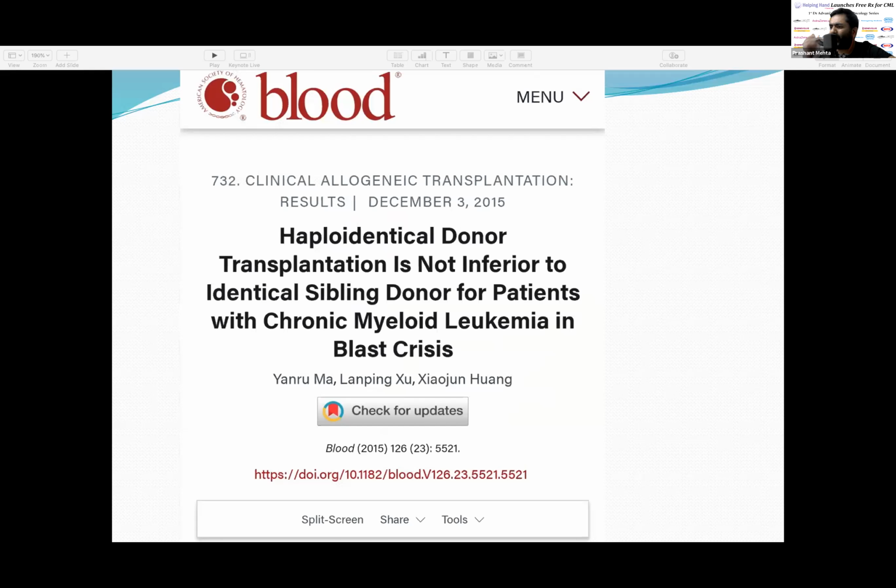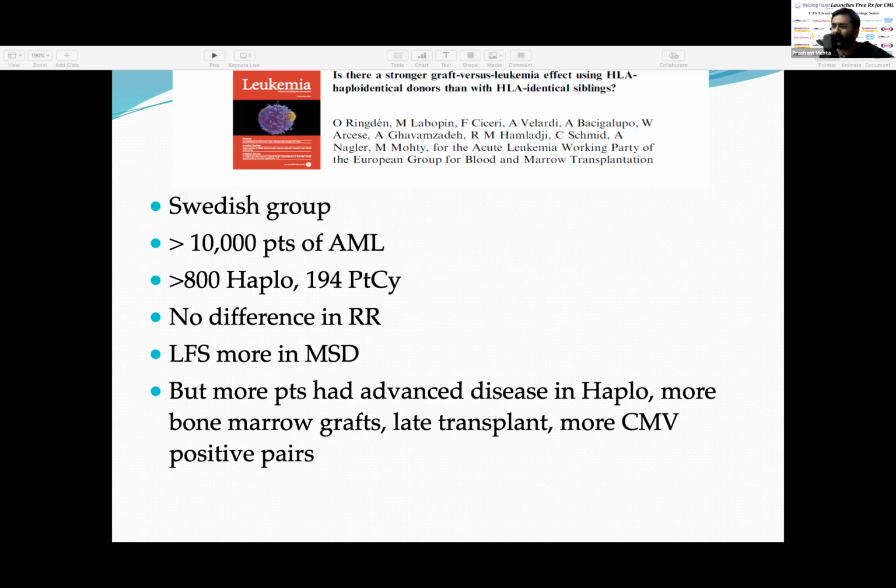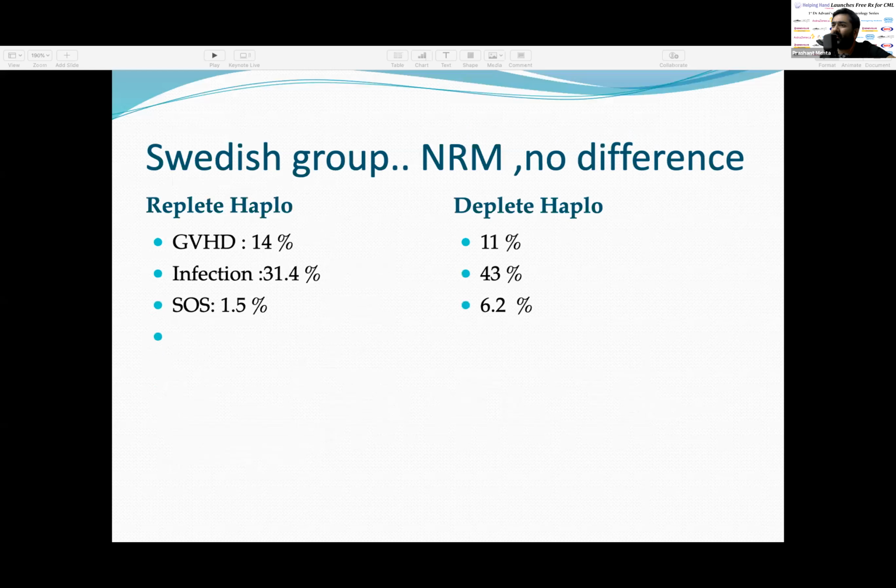Then again, we have some more data from China coming from the GIAC strategies. It is 90 patients. The RFS and OS were not different, and the GVHD rates here were actually more in the GIAC strategy versus the MUD donors. But the GIAC is a different strategy. It's not PTCY per se. This is data from a Swedish group, 10,000 patients with myeloid malignancies, more than 800 haplos. There was no difference in relapse rates, and the leukemia-free survival was although more in the matching sibling. But this is again matching sibling data compared to the haplo. So the non-relapse mortality, which we worry about in the haplos, was not too different.